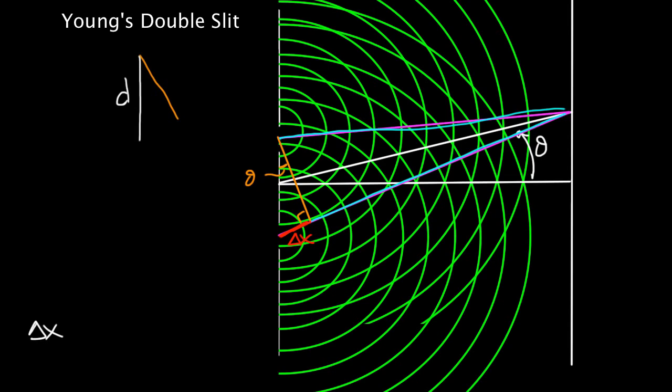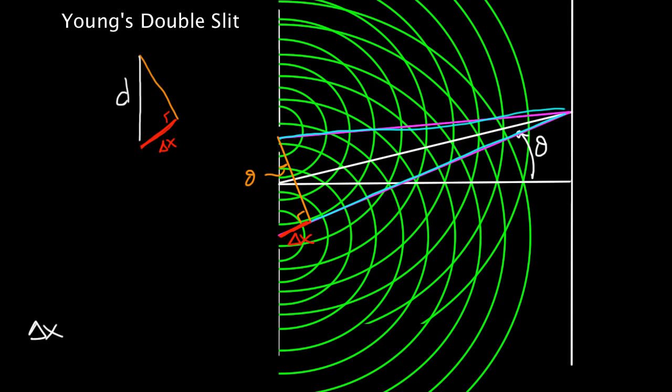And then I've got this path length difference this way. So this is my triangle, and this is supposed to be a right angle. This side's delta x, the path length difference, the extra amount that wave from the bottom hole had to travel compared to the wave from the top hole. Well, this is trigonometry. Here's my right angle.